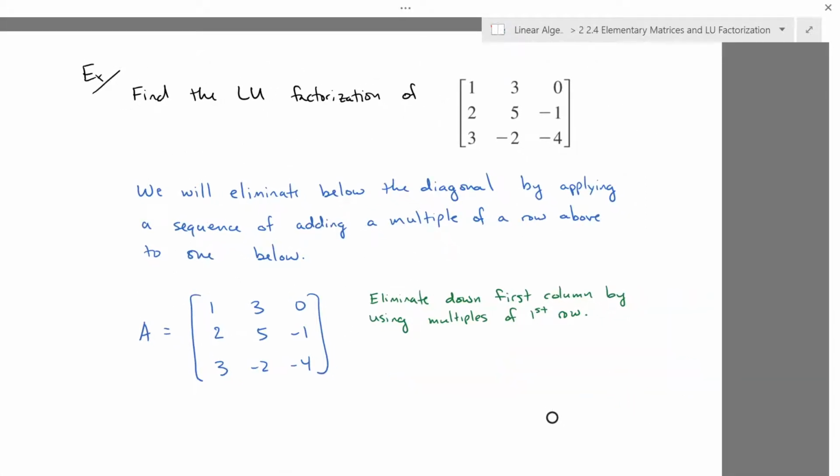Okay, so let's take a look at an example where we go through the whole process of LU factorization. In this example, I'm going to try to find the LU factorization of this matrix here. Let's call this matrix A.